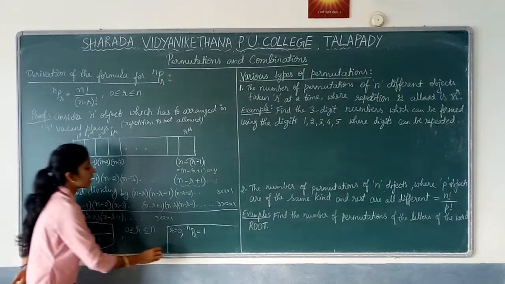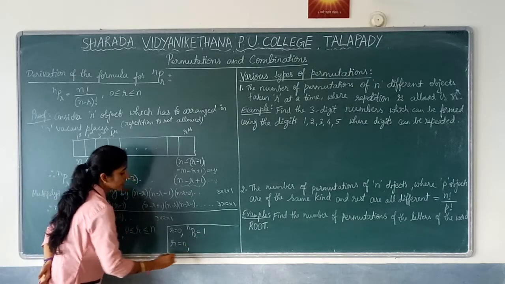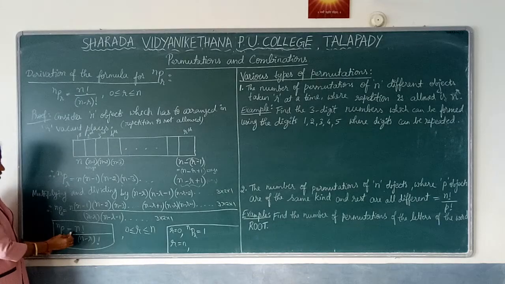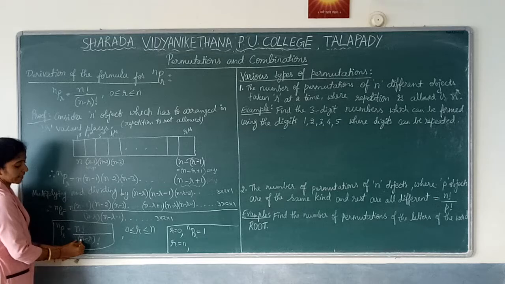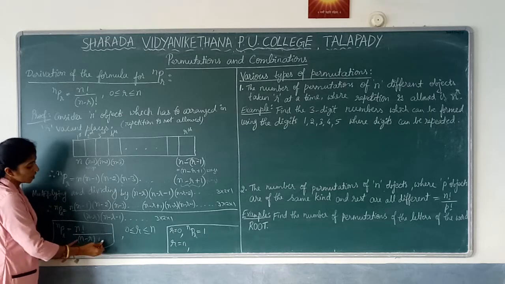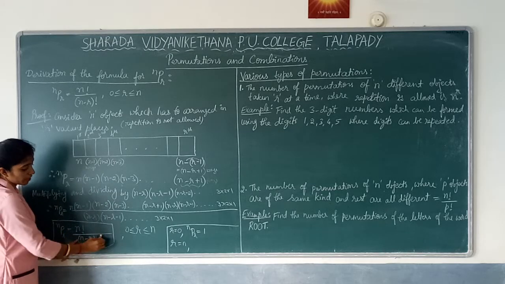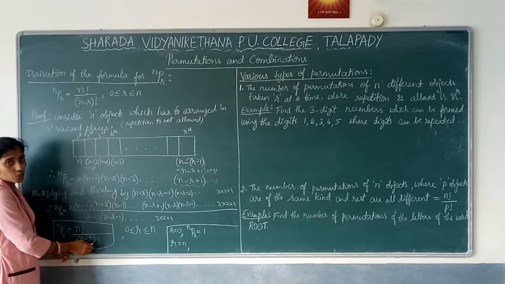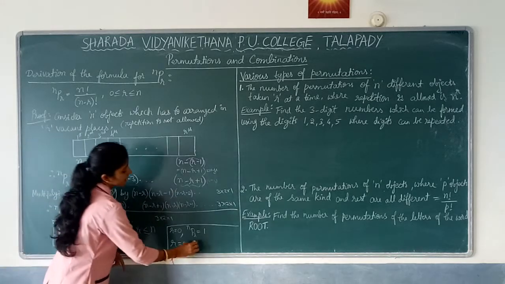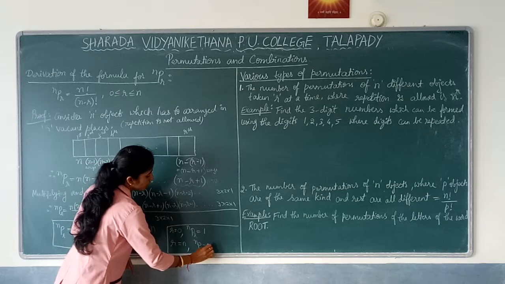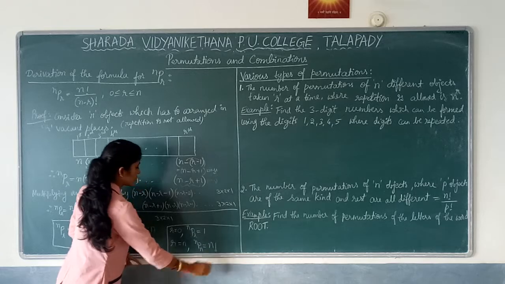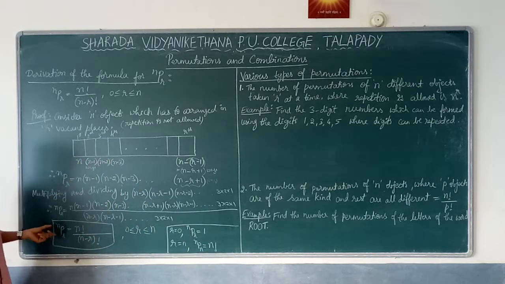And whenever r is equal to n, what will happen? Whenever r is equal to n, we get n factorial divided by n minus n whole factorial. So you get n factorial divided by 0 factorial. What is 0 factorial? It is equal to 1. So we get that is equal to n factorial. So it is nPn is equal to n factorial. So both the values we know.